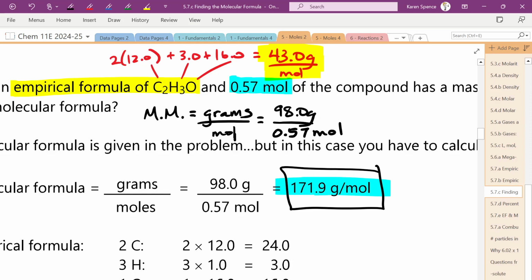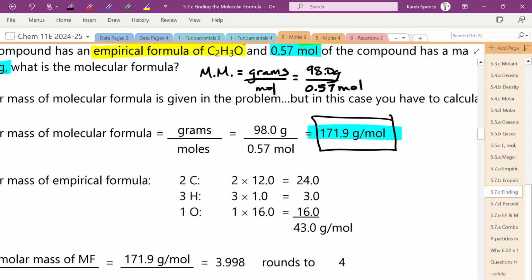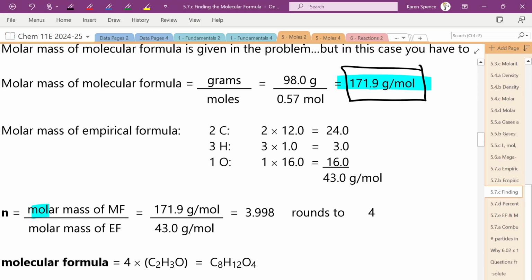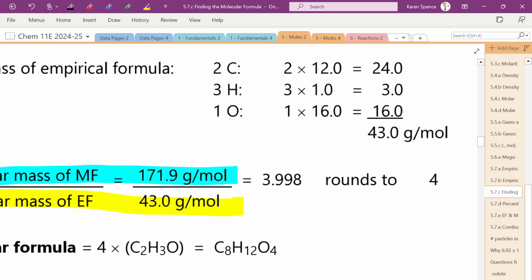Which one goes on top? Empirical formula or molecular formula? Molecular goes on top. Molecular is always going to be bigger, okay? And if your molecular formula molar mass is smaller than your empirical formula mass, you've done something wrong. It might be the same, but it can't be smaller than. So we put our molar mass of the molecular formula over the molar mass of the empirical formula, and we get 3.998. And if you end up with something that close, that will round to 4. So our N value is 4.